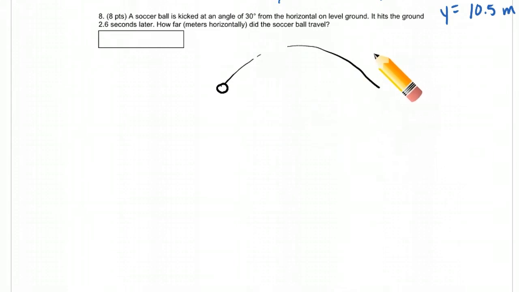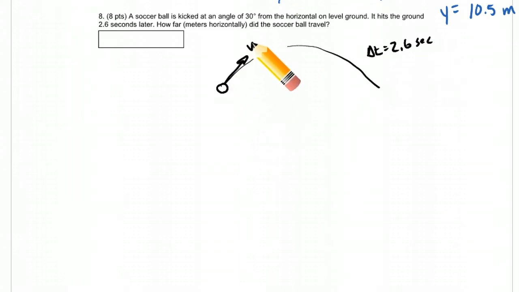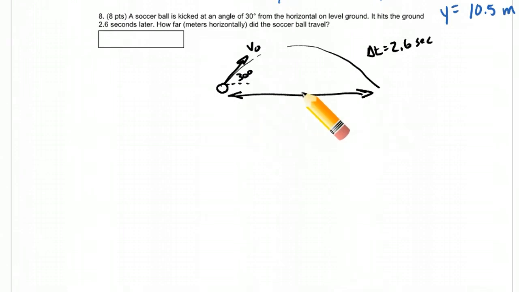Number 8: a soccer ball is kicked at an angle of 30 degrees on level ground and hits the ground 2.6 seconds later. We'll draw a real quick sketch here. So delta t is 2.6 seconds. We know the initial velocity was at an angle of 30 degrees. Not much information, but we want to determine how far horizontally, which we'll call distance x, did it travel.